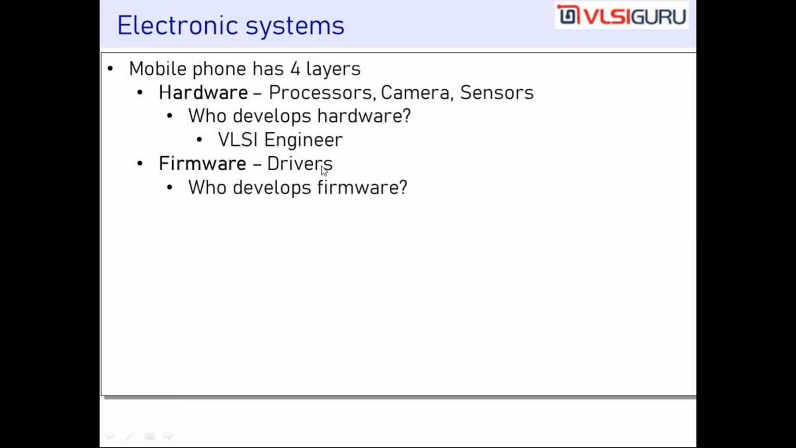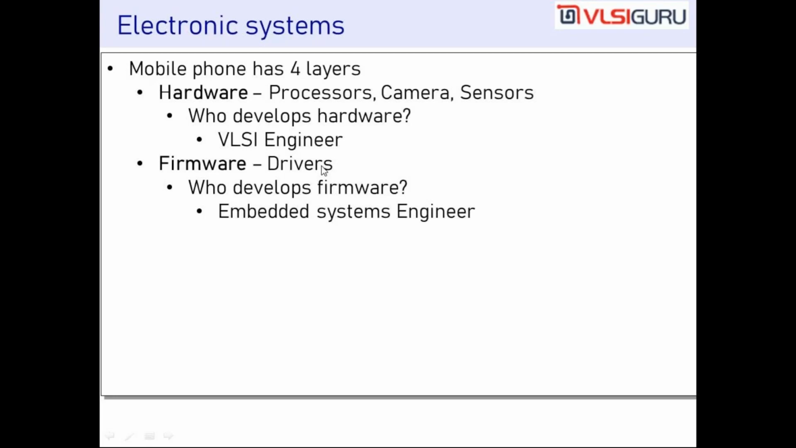Who develops this firmware? What is that person called? Firmware engineer. Or in a very generic sense, an embedded system engineer. Do you understand the difference between VLSI and embedded systems? A VLSI engineer makes the hardware. An embedded system engineer uses that hardware and develops the drivers which tell how the hardware should behave: how to use the hardware, when it should transfer, when it should stop transfer, when it should turn on. All that decision making the embedded system engineer does.